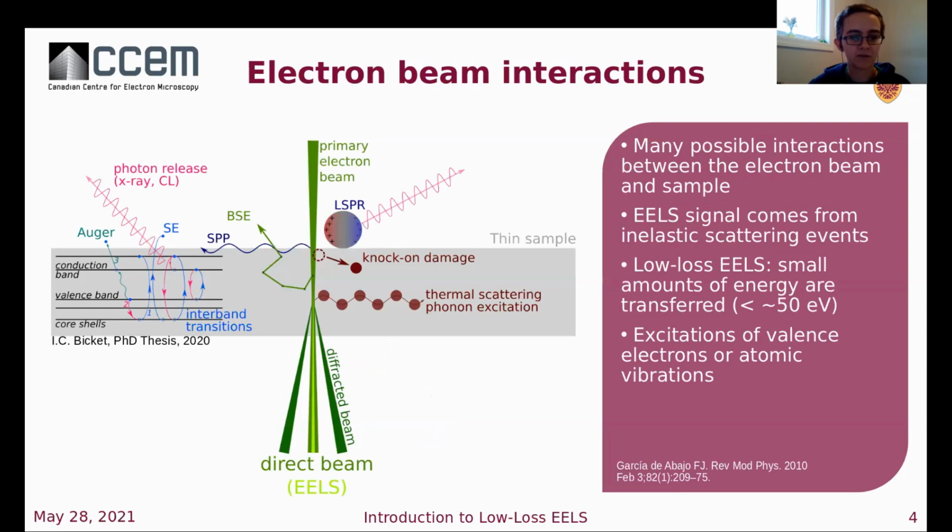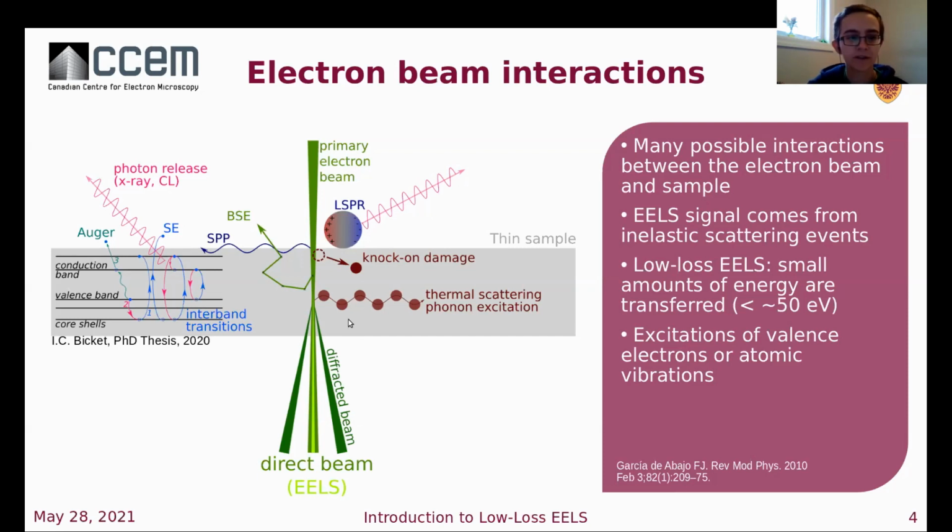As the beam passes through the sample, there are many possible things that can happen. Essentially, the electron beam may scatter elastically, which gives you a diffracted beam. It may scatter inelastically and lose some energy, such as when you excite a plasmon or an electronic transition in the sample, or the electron beam can continue going through the sample without having any noticeable interactions at all. The EELS signal that I'm interested in comes from inelastic scattering events where we're losing energy.